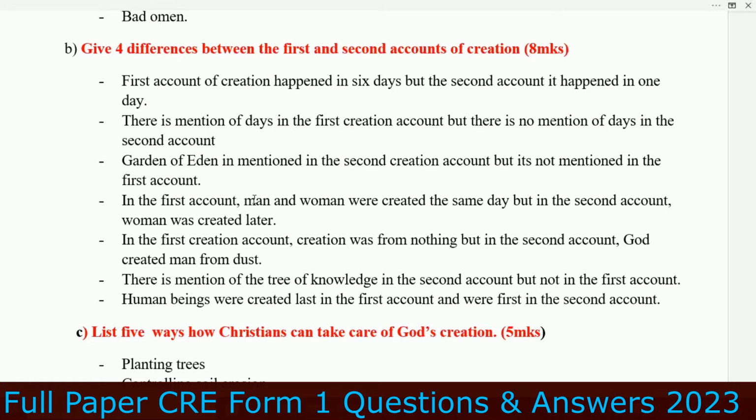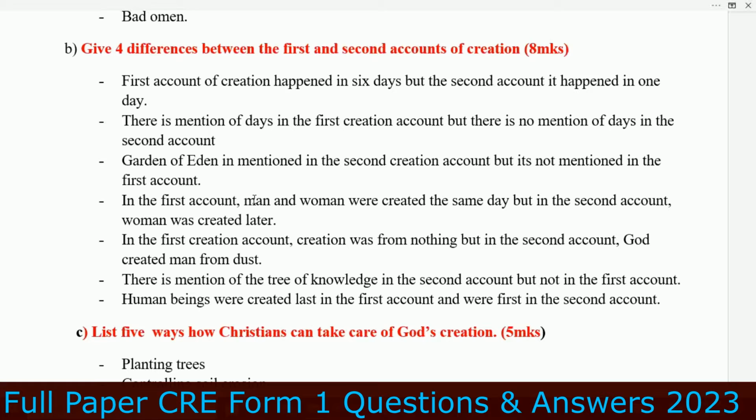Number 1, the first account of creation happened in 6 days, but the second account, it happened in 1 day. Okay, number 2, there is mention of days in the first creation account, but there is no mention of days in the second account. Number 3, Garden of Eden is mentioned in the second creation account, but it's not mentioned in the first account.